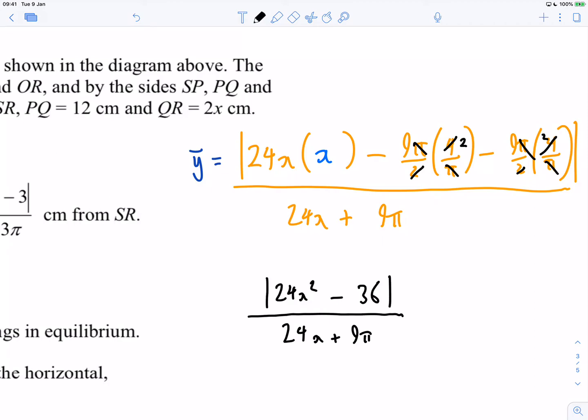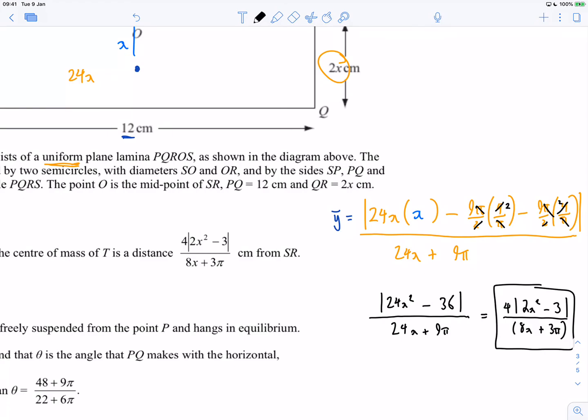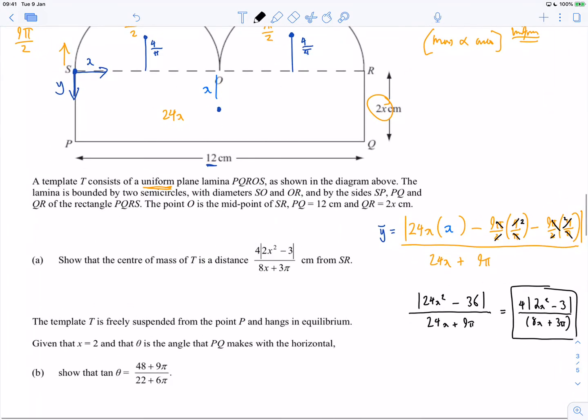Okay, next of all, I'm going to try and factorise top and bottom. So what do 24 and 36 have in common? They've got a maximum of 12 in common, so this is 12 mod 2x squared minus 3, all over. And what do 24 and 9 have in common? They have 3, so this is going to be 8x plus 3 pi. The 12 and 3 cancel down, so the 3 can go, and 12 divided by 3 is now 4. So are we looking for 4 lots of the mod of 2x squared minus 3 all over 8x plus 3 pi? Yes, we are. Okay, not a problem.